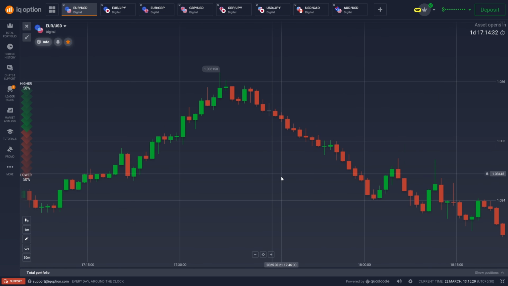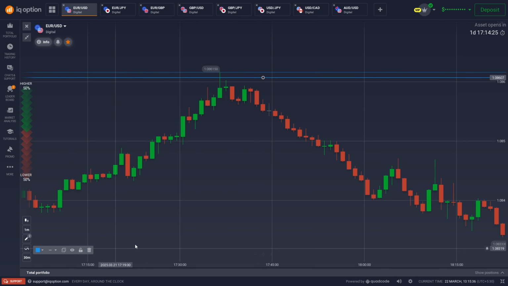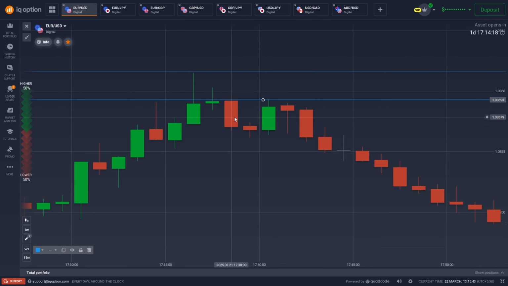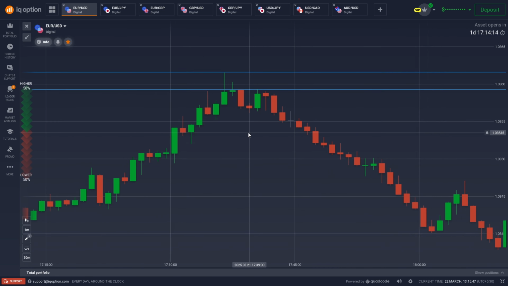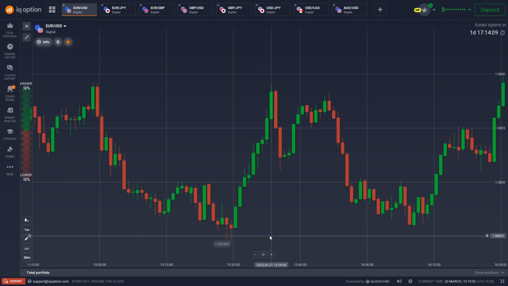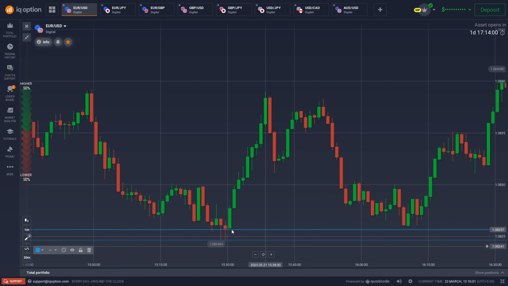To draw a zone, you simply take one line and place it on the wick, and second you take and touch the body of the nearest candle, and this is the nearest candle. So this whole zone is a resistance zone for the upcoming market. Similarly, when drawing a support, simply use the wick and the body like this.